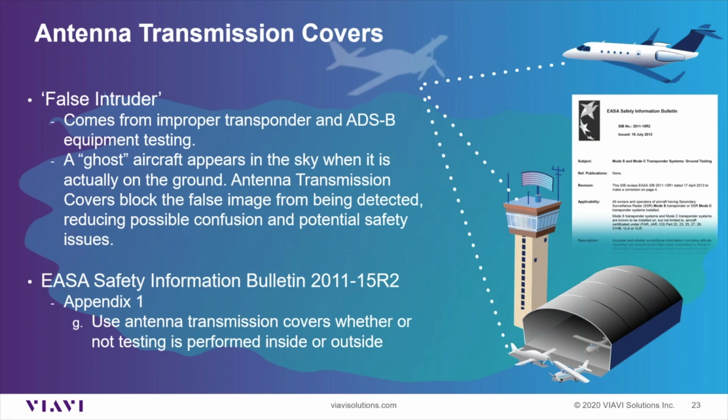So with the proper use of couplers to do the testing, that essentially shields your aircraft on the ground, and it stops it from appearing as if it's in the sky as a ghost aircraft. If that ghost aircraft appears in the sky when it's actually on the ground, that can cause problems for both air traffic control and for other pilots. And you can see here that in EASA Safety Information Bulletin 2011-15R2, in Appendix 1, it actually recommends the use of transmission covers whether or not testing is performed inside or outside of a hangar.